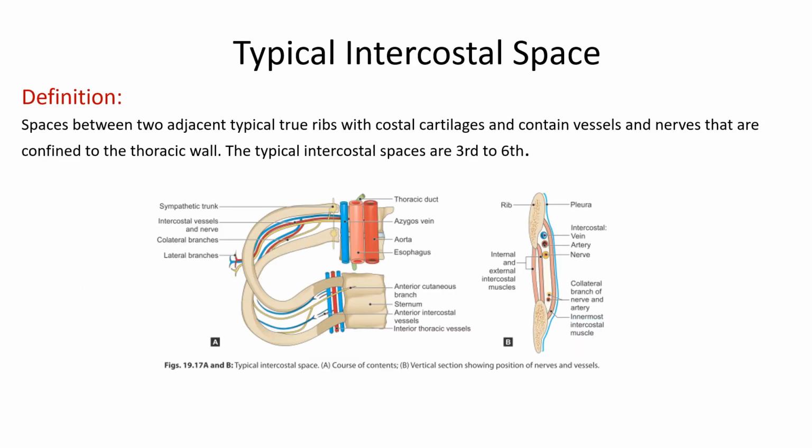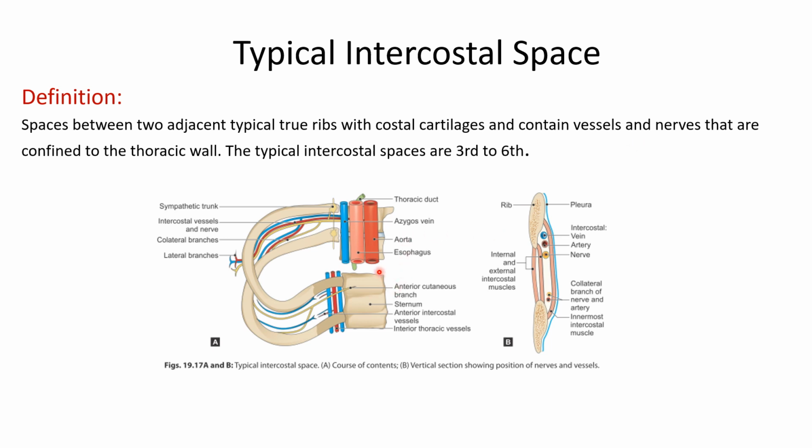Now, let us look into the details of a typical intercostal space. As mentioned before, it can be defined as the space between two adjacent typical true ribs with costal cartilages, and it contains vessels and nerves that are confined to the thoracic wall. The typical intercostal spaces are the 3rd to 6th.